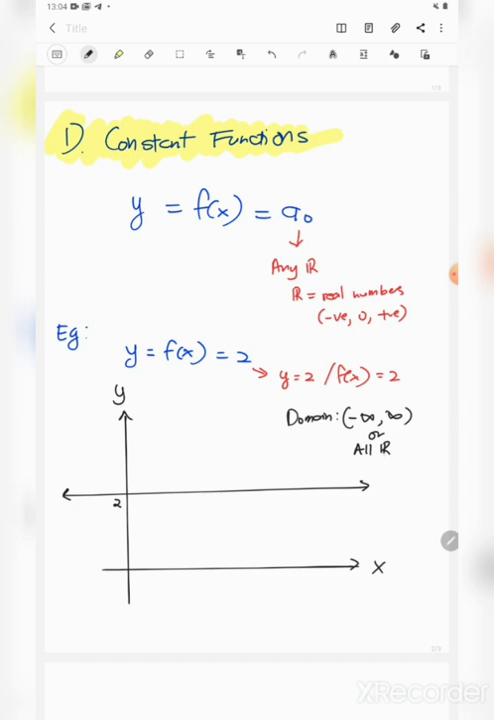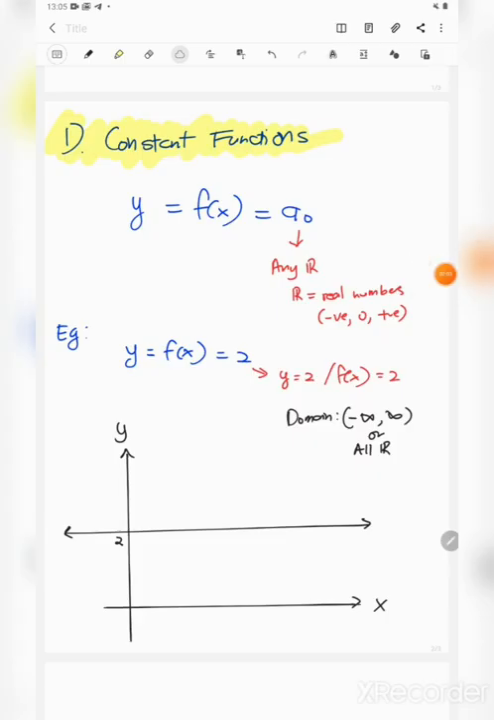And then how about the range? Range, we normally read the graph from bottom to up, right? Now the line is constant, the line is on y = 2, which means our range is y = 2.